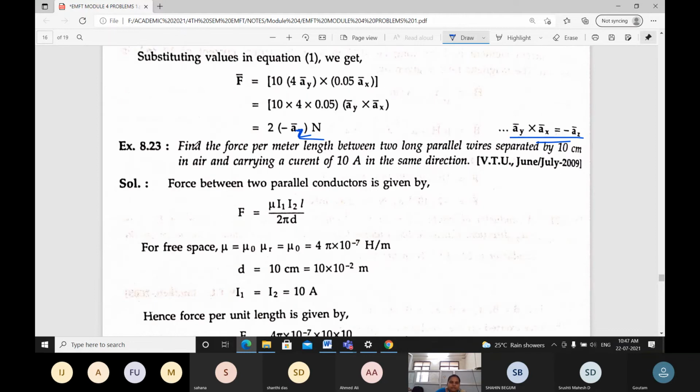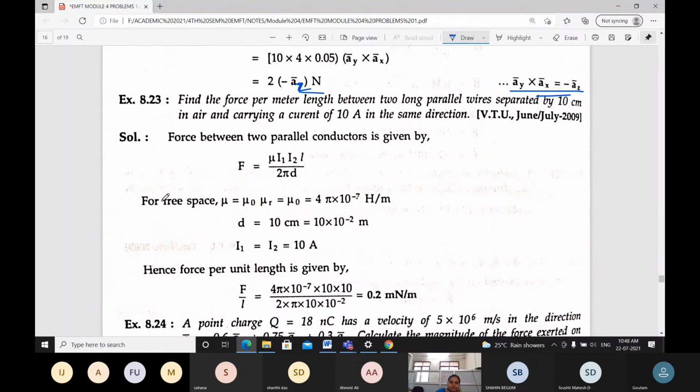Next, again find the force per meter length between two parallel wires separated by 10 centimeters in air carrying a current of 10 amps in the same direction. Here two parallel wires are given. Then the force equation is F equals mu I1 I2 L divided by 2 pi D. Observe here, the wires are placed in air, for that reason mu r is going to be equal to 1.